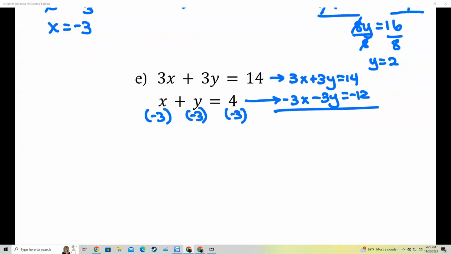Guys, it's really important that you really line them up, and it just makes a huge difference. All right, let's see what happens. These are going to cancel. Perfect. These are going to cancel too. That equal sign needs to drop. Let's not lose that. 14 minus 12, that's going to give me a 2.